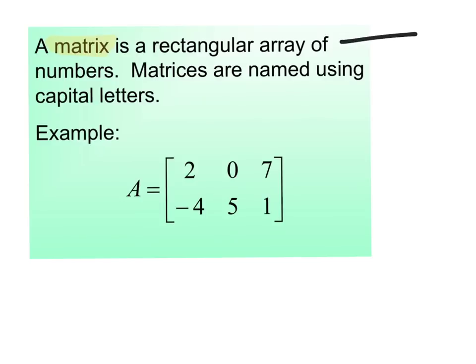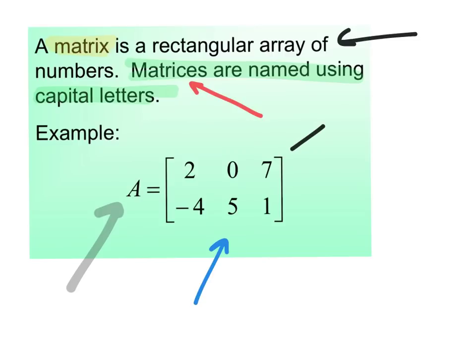Well, here's the definition. A matrix is just a rectangular array of numbers. So here is an example of a matrix. Matrices are named using capital letters, so this particular matrix is matrix A. The plural of matrix is matrices, so if you have more than one, you have two matrices. Right now, the numbers inside of these brackets are kind of arbitrary and just given to you. But eventually, those numbers will have meaning. They will have value.